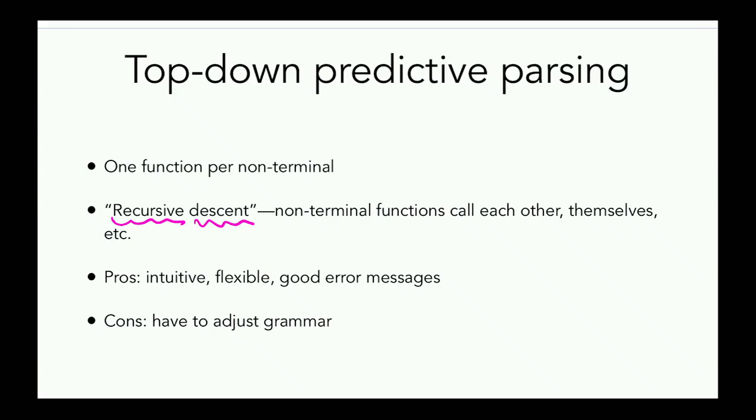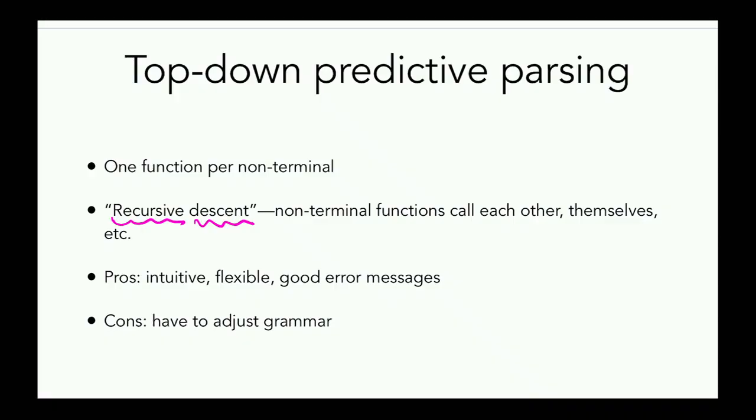And the pro is intuitive, flexible, good error messages. It's easy to hack in error messages. You have a lot of control over them. If you want to make one of the error messages be, go look at this particular Stack Overflow answer, that's one of the things you can do, right? You can just go in and put whatever you want in there. So it's very hackable. Okay, the con, however, is that sometimes you are going to have to adjust the grammar.